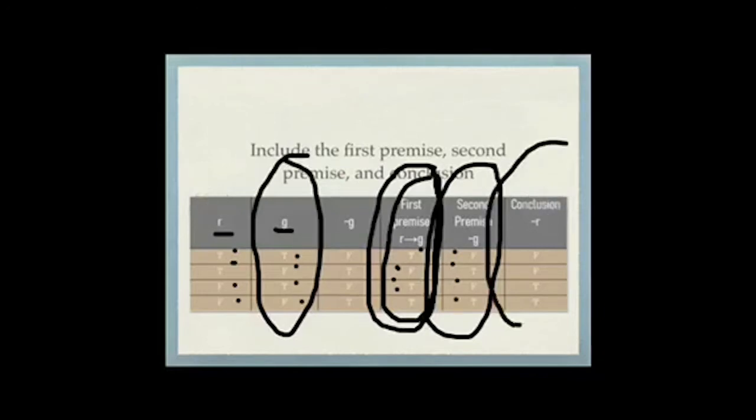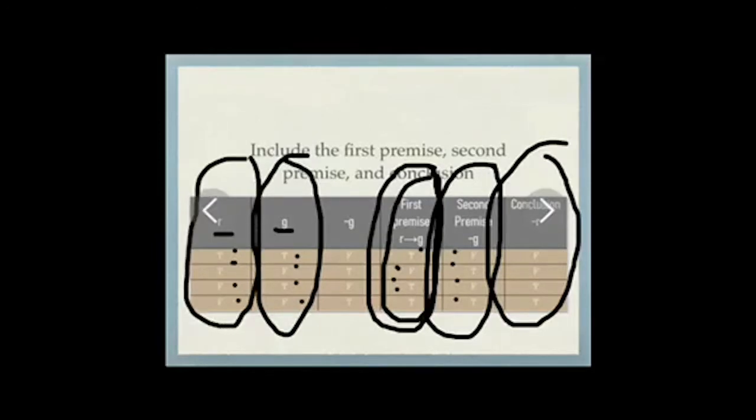And then the conclusion, so conclusion is not R. Just simply negate the R. So R is true, the not R is false. If the R is false, the not R is true.